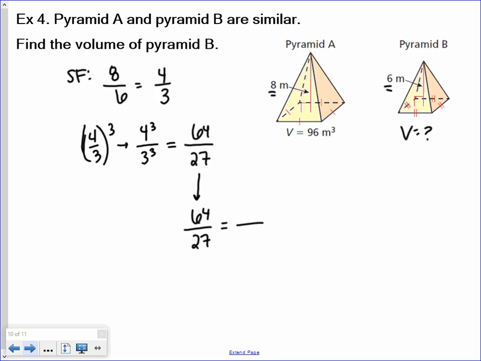Now I did big over small, so I have to stick big over small when I plug in the volumes. So mine would look like 96 over x. If you did 6 over 8 and did little over big, you would just want this fraction flipped. Go ahead and cross multiply that on your own.